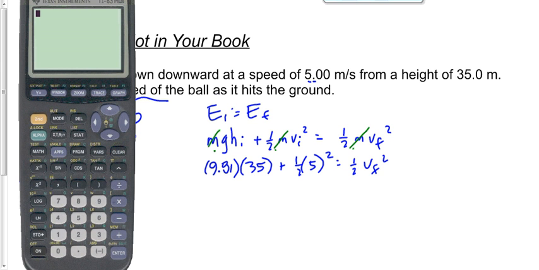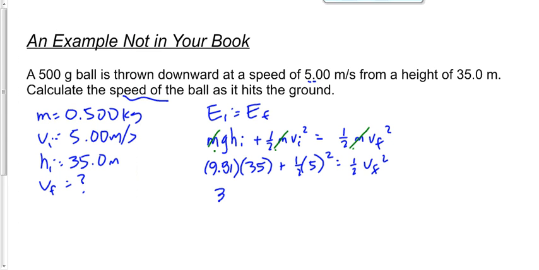Let's say 9.81 times 35. I get 343.35. Plus 1/2 of 5 squared, that's going to be 12.5. 343.35 plus 12.5 is 355.85.